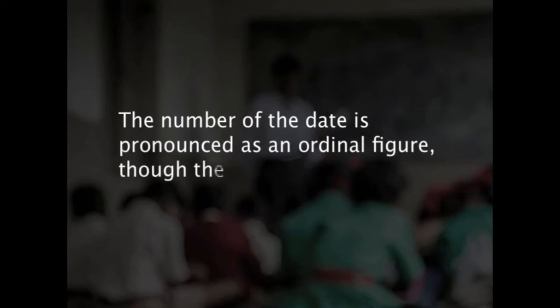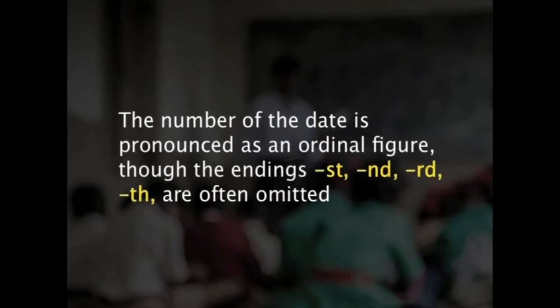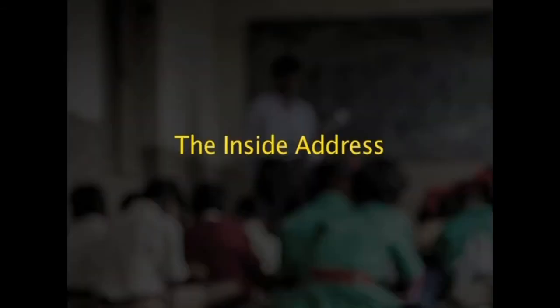The month should be fully spelled out and the year written with all 4 digits. The date is aligned with the return address. The number of the date is pronounced as an ordinal figure, though the endings ST, ND, RD, TH are often omitted in writing. And the next part in the business letter is the inside address.